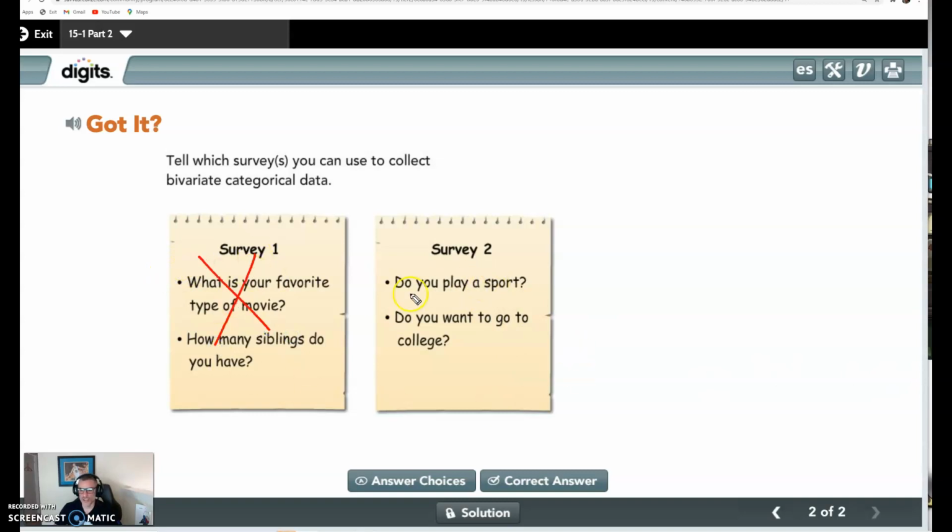All right, what about survey 2? Do you play a sport? All right, that's the categories in that case are yes or no, right? We don't measure that. It's yes, I do, or no, I don't. Do you want to go to college? Also, yes or no. So this one is good to go, right? Yes or no are categories. So this one is definitely bivariate categorical data. This one is not.